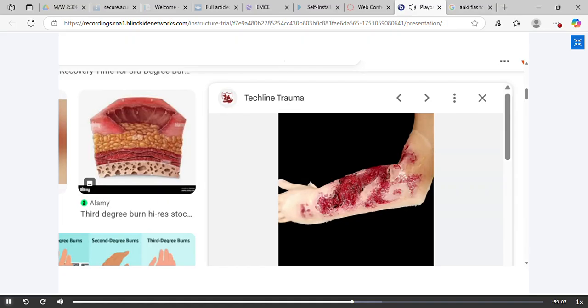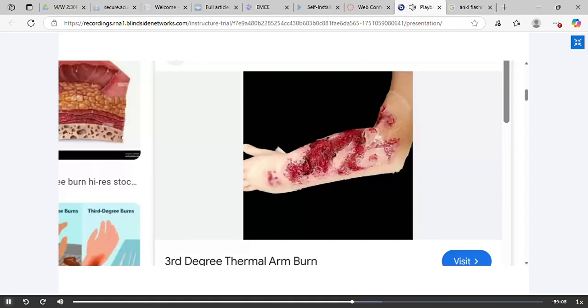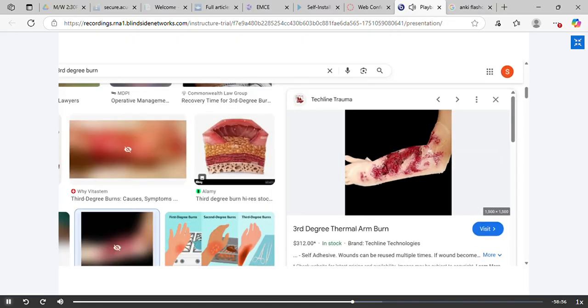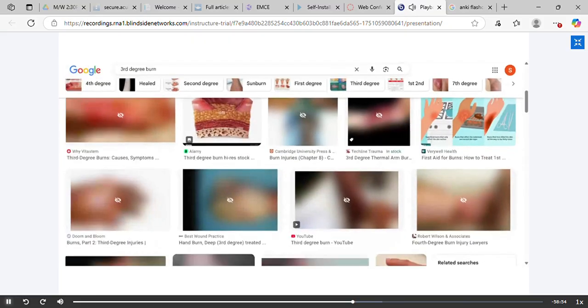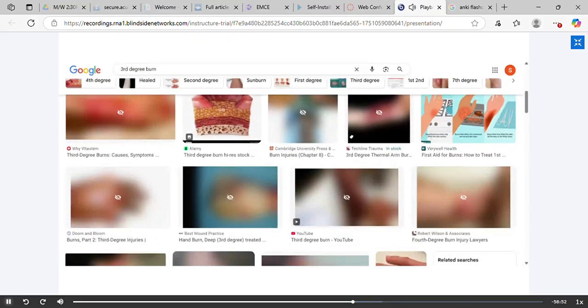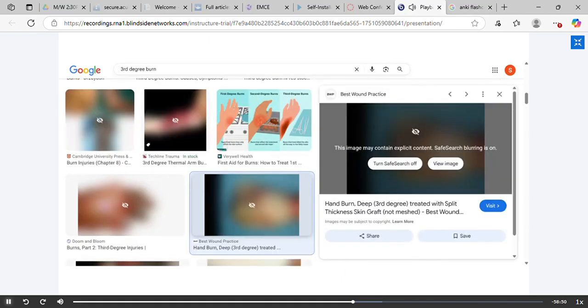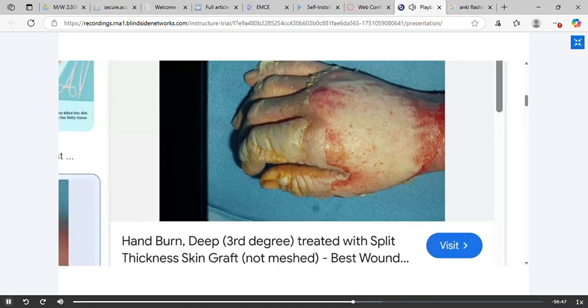Let's see what this is. Okay, this is really terrible, but we've definitely got some pretty deep burns in here. Looks like it actually has. Okay, never mind. That's YouTube hand burn. Here we go.